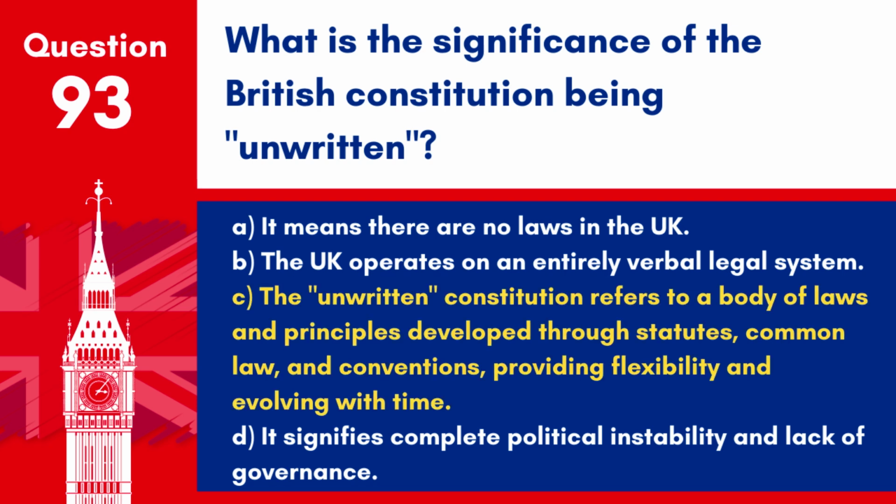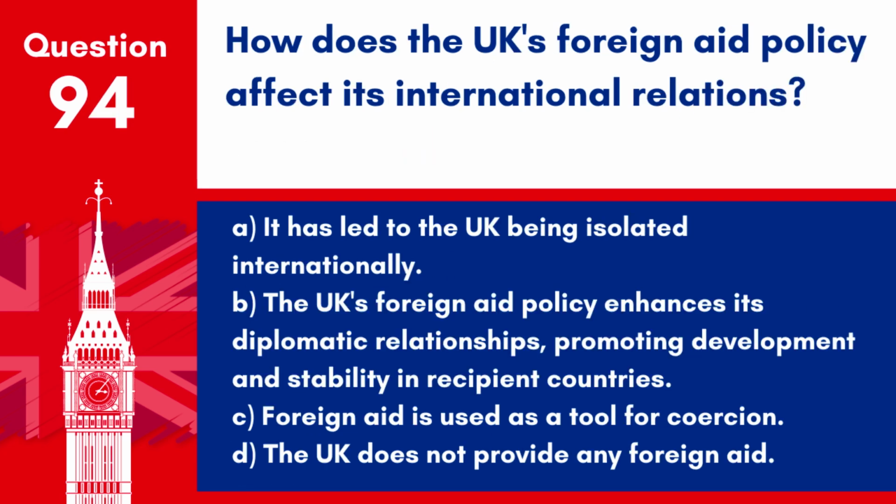Answer: C. The unwritten Constitution refers to a body of laws and principles developed through statutes, common law, and conventions, providing flexibility and evolving with time. This characteristic allows the UK's constitutional framework to adapt to changing societal needs without being rigidly bound to a single document. Question 94. How does the UK's foreign aid policy affect its international relations?